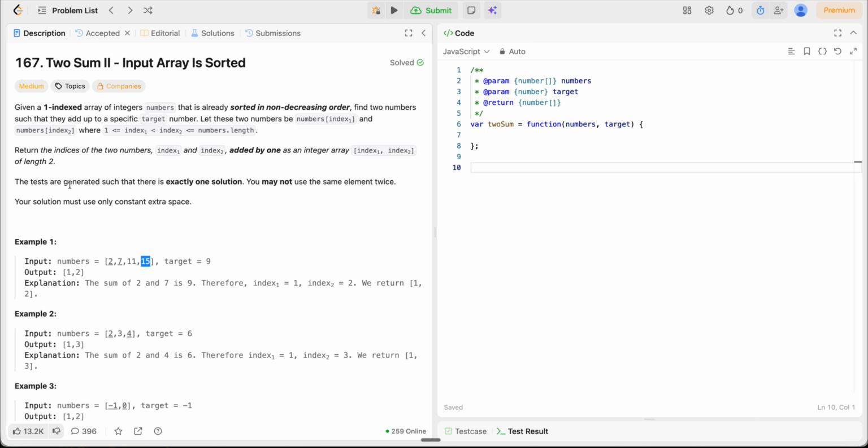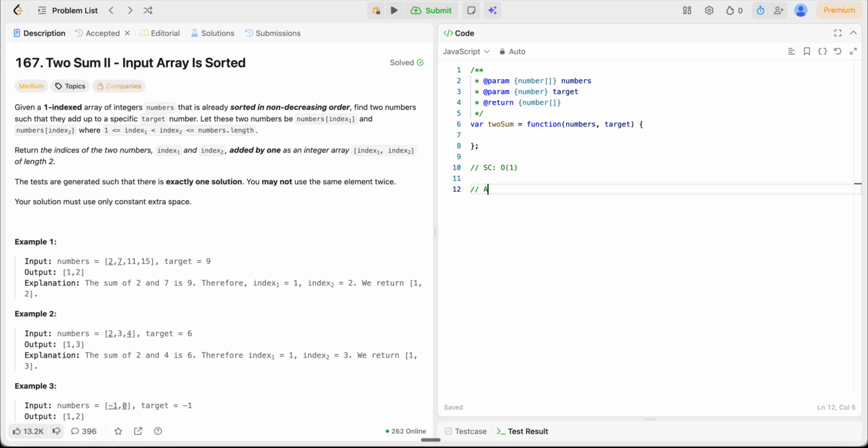The tests are generated such that there is exactly one solution. You may not use the same element twice. So we should not be using two elements again. Like I cannot use 2 and 2 or 7 and 7 to get the target. Your solution must use only constant extra space. So the space complexity should be big O of 1. That is already given.